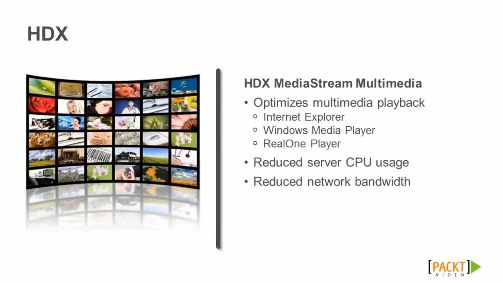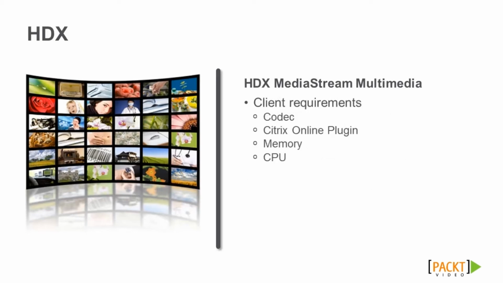We can reduce the CPU use of XenApp servers by moving the multimedia content processing to the client machine. The multimedia content is compressed and delivered to client machines, reducing bandwidth consumption. HDX Media Stream Multimedia Acceleration optimizes playback of multimedia files that are encoded with codecs that are compatible with Microsoft's DirectShow and DirectX. The codec, compatible with the encoding format of the multimedia file, must be present on the client machine.